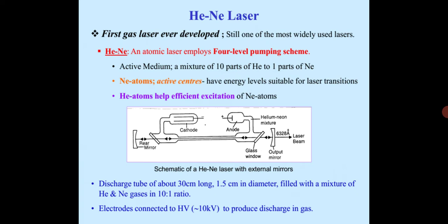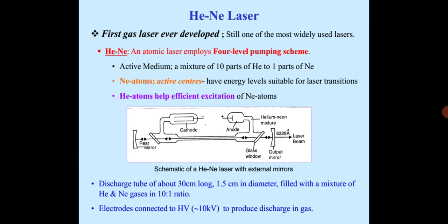So as shown in the figure, you can observe over here that there is a discharge tube, there is one cathode and anode, and helium neon mixture is filled in that discharge tube, and on both sides of this there is a mirror. One is the rear mirror and one is the front mirror, and the output is 6328 angstrom unit, that is in the red region.